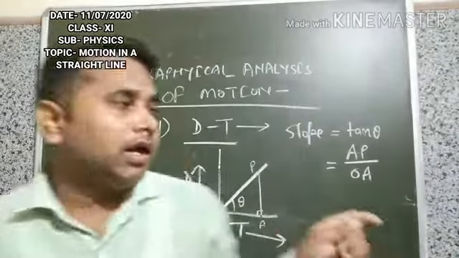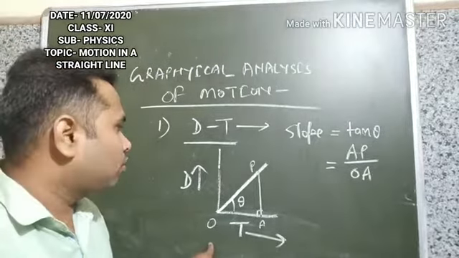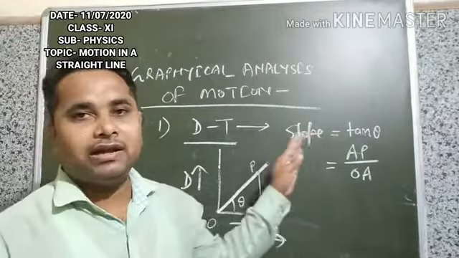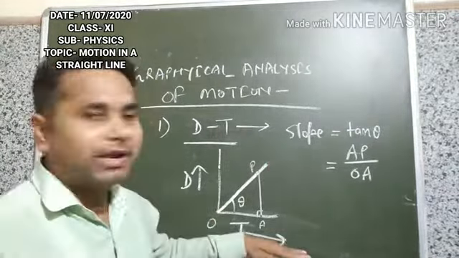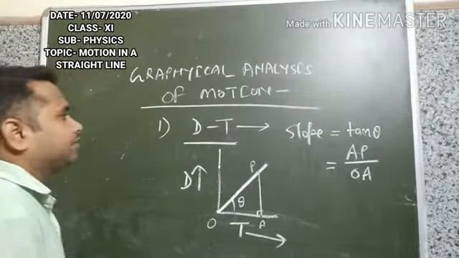Repeating, in the distance time graph, when the motion of the body is uniform, then you will get a straight line inclined on the time axis, and the slope of this line will represent the uniform velocity or speed or velocity of the body, and that is equal to tan theta, and tan theta applying in this triangle will equal AP upon OA, that is perpendicular upon base. So this is about the slope of the line.